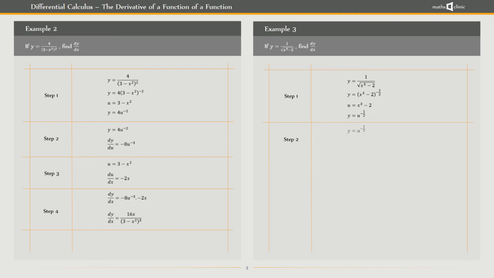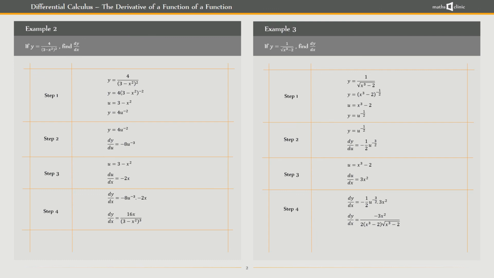Now, let's differentiate y with respect to u. We have that dy/du is minus 1 over 2 u to the power of minus 3 over 2. And now let's differentiate u with respect to x. We have that du/dx is 3x squared. Next thing we want to do, we want to multiply our two results. So we have dy/dx is minus 1 over 2 u to the power of minus 3 over 2 multiplied by 3x squared. And we have our answer in the end.